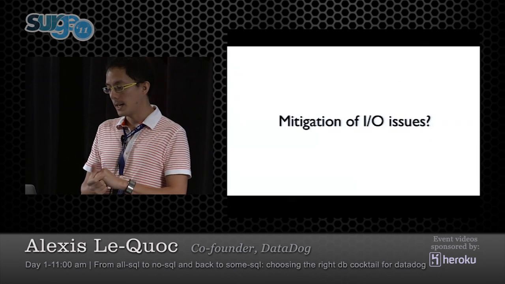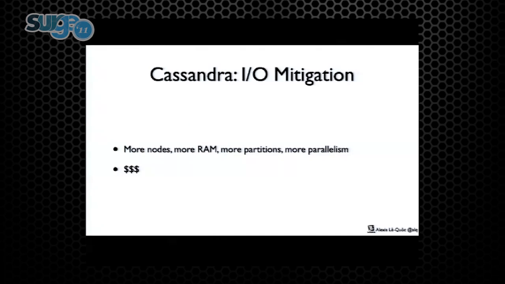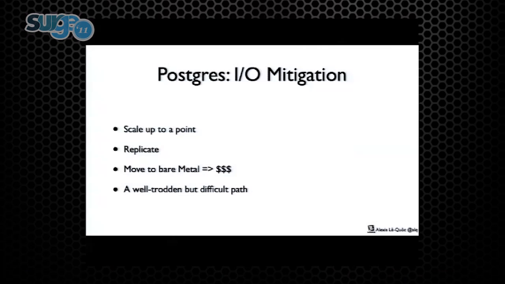How do we mitigate that? So I already alluded to it. On the Cassandra side, what we basically do to get our way out is just more nodes, more RAM, more partitions, more parallelism, just more money, basically grow in number of nodes. So that's doable for a while, but this obviously is going to be more and more money spent there.